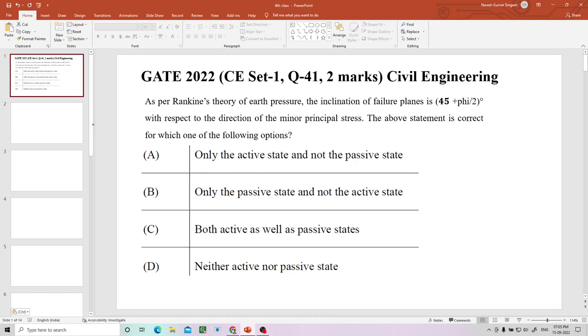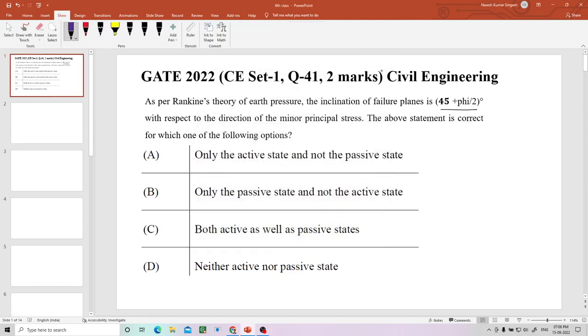So here let's go through the question first. As per Rankine's theory of earth pressure, the inclination of failure planes is 45 plus phi by 2, where phi is the friction angle. Remember that. The angle of inclination of the failure envelope in the Mohr-Coulomb failure envelope, with respect to the direction of the minor principal stress. Anyway, let's go through the question again.